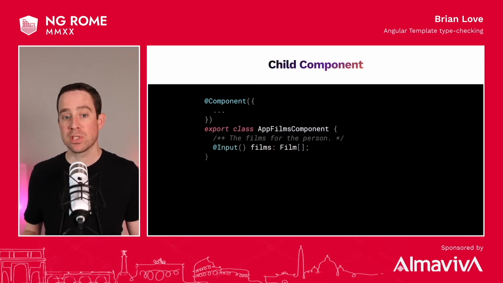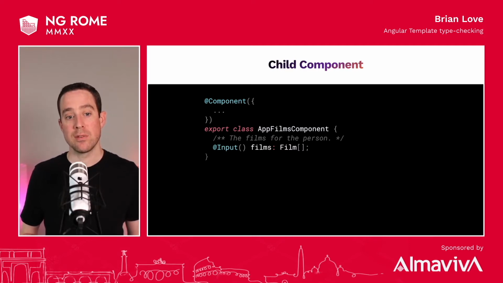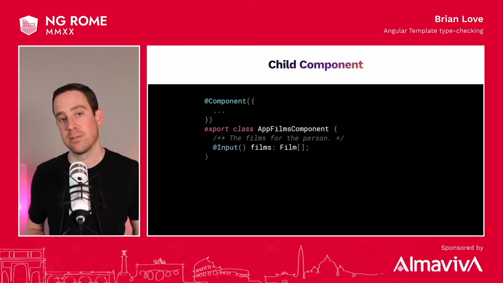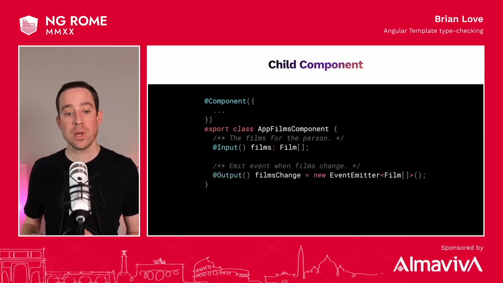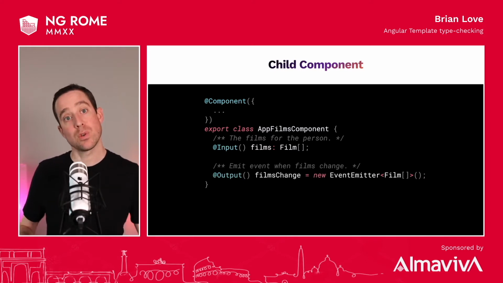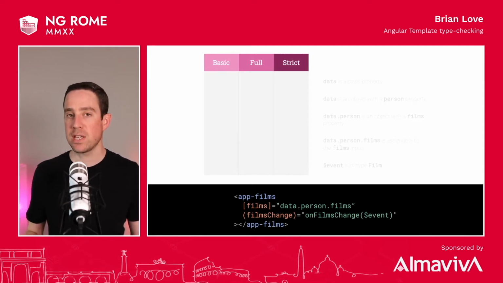When we take a look at the component's class, here's that input that we're expecting. The input is a films input, and it's expecting an array of film objects. I also have the output, which is filmsChange, and that's an event emitter that's going to be emitting an array of film objects. Now let's break that down.